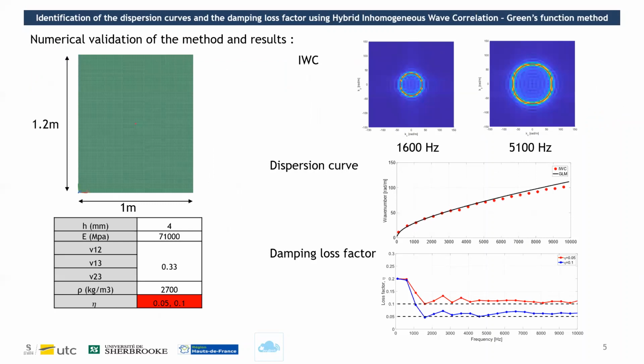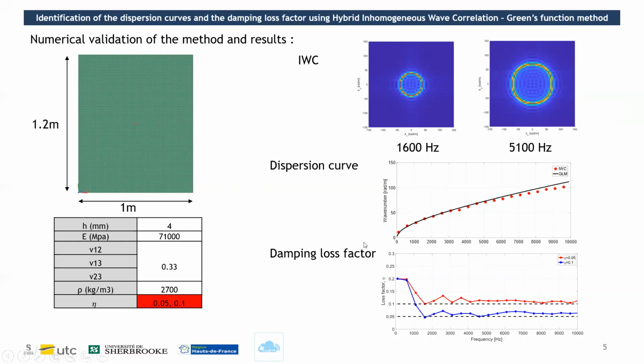An aluminum panel with a thickness of 4 mm is tested. The structural damping loss factor is defined at 5% and 10%. First, the dispersion relation is estimated. Here are two examples of the dispersion cartography at 1600 Hz and 5100 Hz. For the dispersion curves and the estimation of the damping loss factor, both correlate well between the proposed methods and the theory.